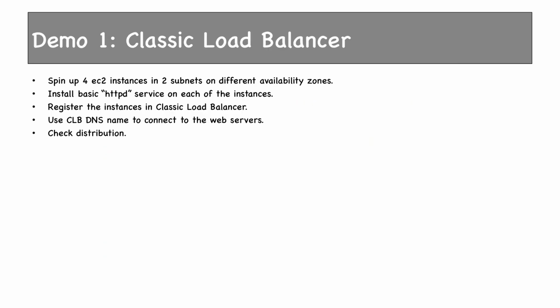Let's see a demo, a very basic one. We'll spin up 4 EC2 instances in 2 subnets on different AZs. We'll install the basic HTTPD or Apache service on each of these instances. We'll register the instances in the classic load balancer and we'll use the CLB DNS name to connect to the web servers. We'll see the distribution, how it works.